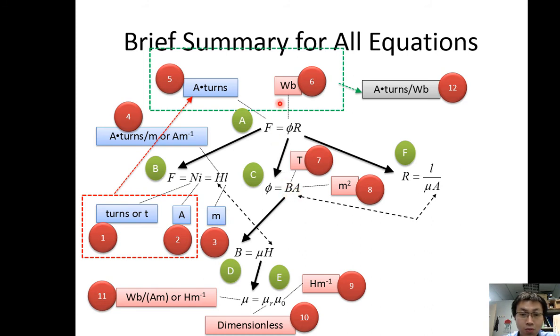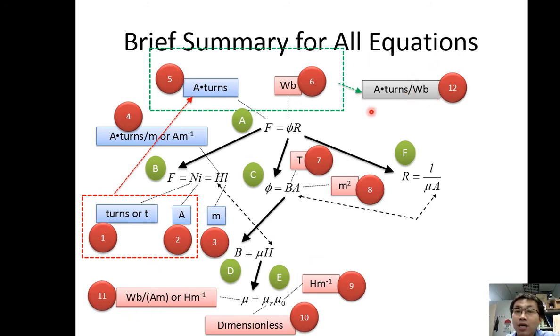B, we know that it is Weber divided by meter square. And then H actually is ampere per meter. So we can get this value. Or usually we just use H per meter square per meter. Then after that we have 5. So 9, 10, 11, then we go to 12.